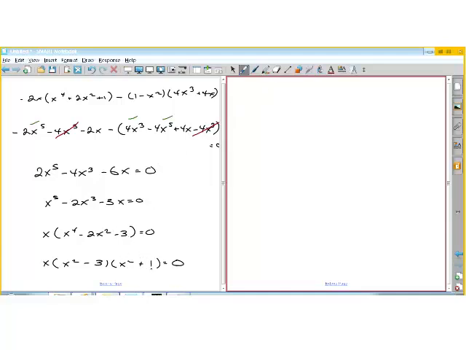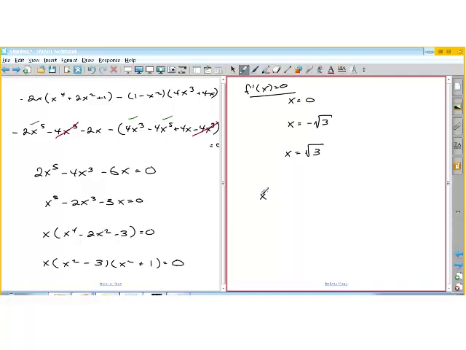Well, this never goes to 0 because this is squared. This is always positive, and you add a positive number. So this factor never goes to 0. So the other two, our values where f double prime of x equals 0, are at x equals 0, and the other one is x equals minus the square root of 3, and x equals positive the square root of 3.